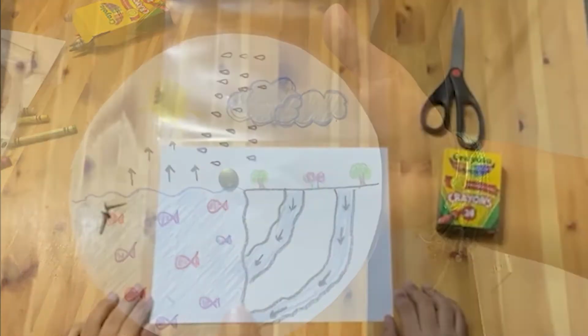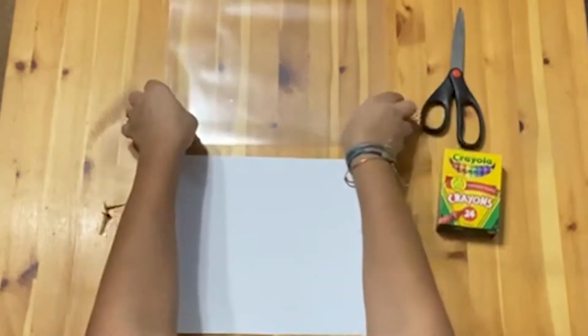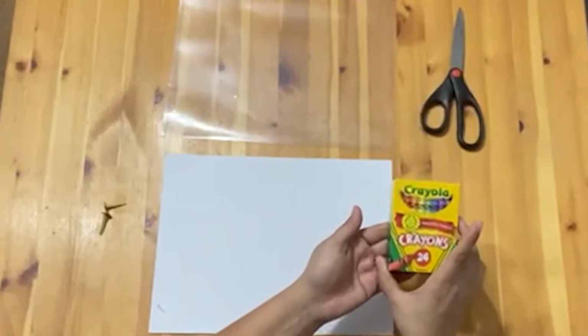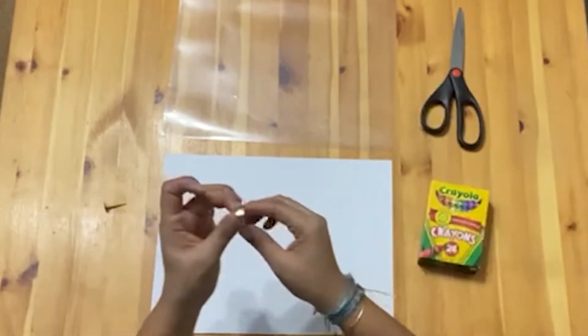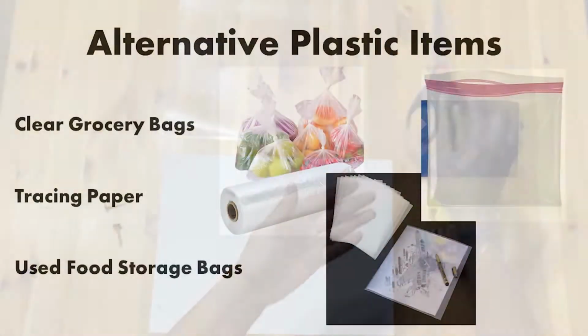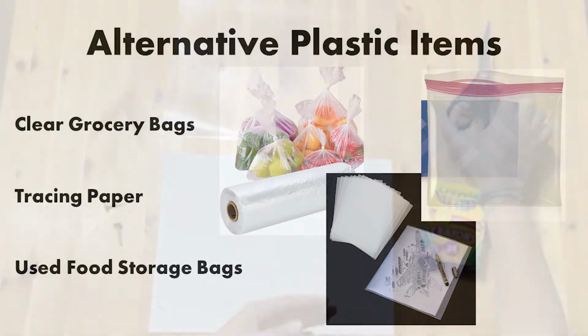For this activity, you will need the following items: a sheet of paper, a transparent sheet of plastic like a sheet protector, markers, colored pencils and crayons, a paper fastener, and scissors. To reduce the amount of plastic we use, try to recycle plastic for this project. Here are some suggestions of alternative plastic items you can use.